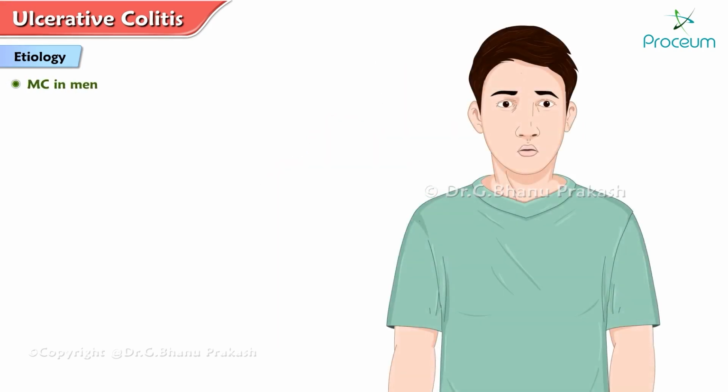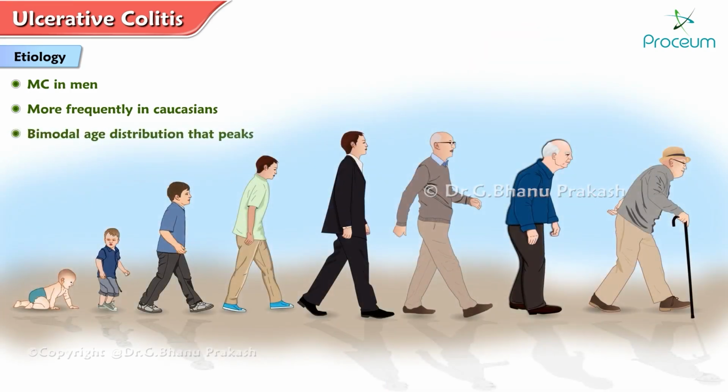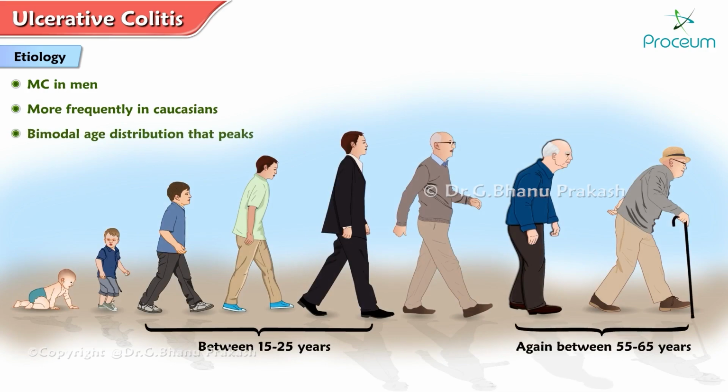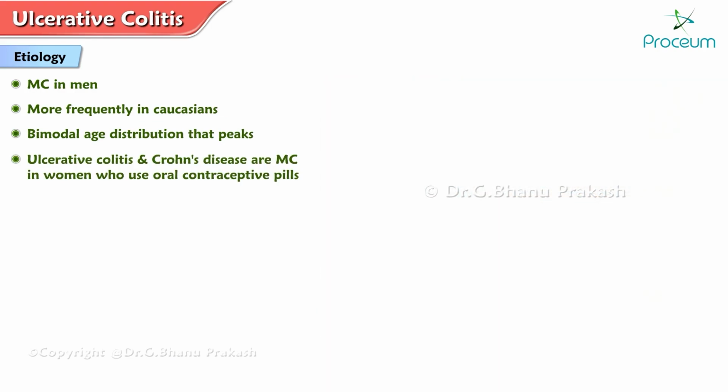Ulcerative colitis is slightly more common in men and occurs more frequently in Caucasians when compared to other races. There is also a bimodal age distribution that peaks between 15 to 25 years of age, then again between 55 to 65 years of age. Both ulcerative colitis and Crohn's disease are more common in women who use oral contraceptive pills. Ulcerative colitis occurs more commonly in developed countries.